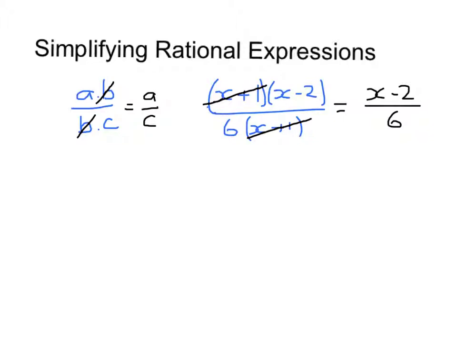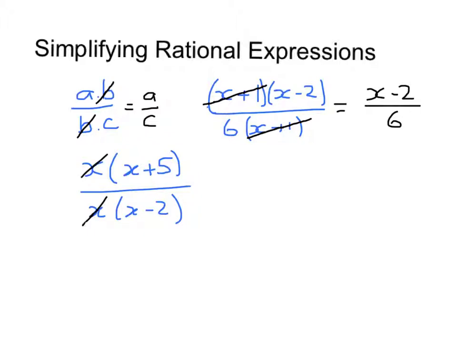Okay, another example, I may have an x times x plus 5 on the top and an x and an x minus 2 on the bottom. Common factors that I can cancel. On the top, x is a factor, x plus 5 is a factor. On the bottom, x is a factor and x minus 2 is a factor. So I can cancel those common factors, which leaves me with x plus 5 and x minus 2. Now I can't cancel that any further.